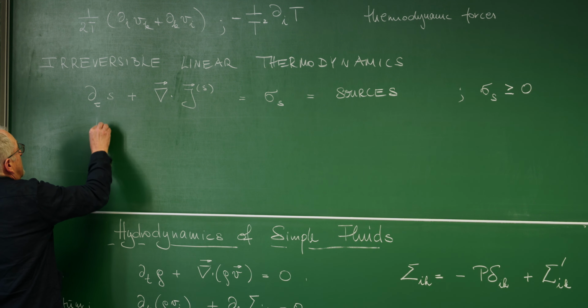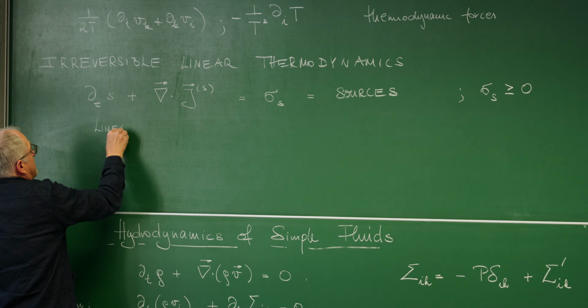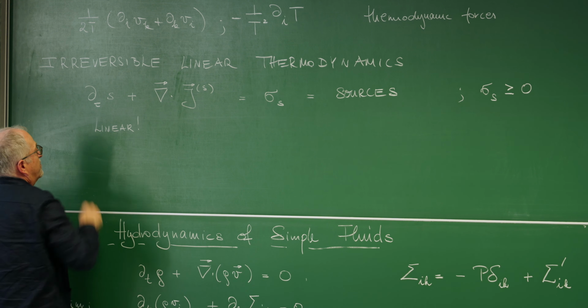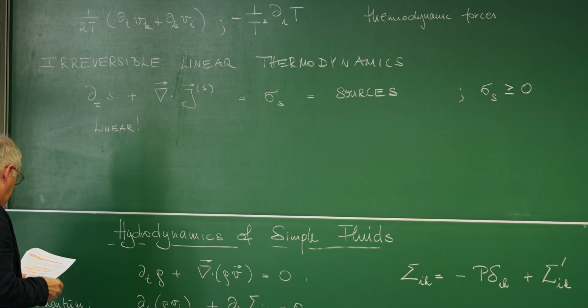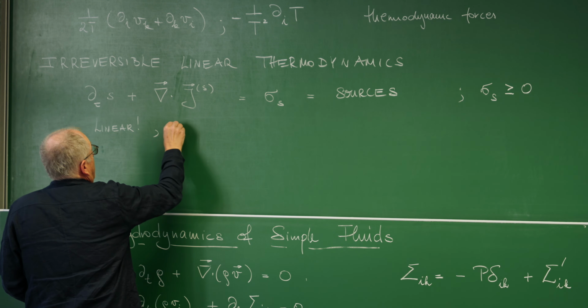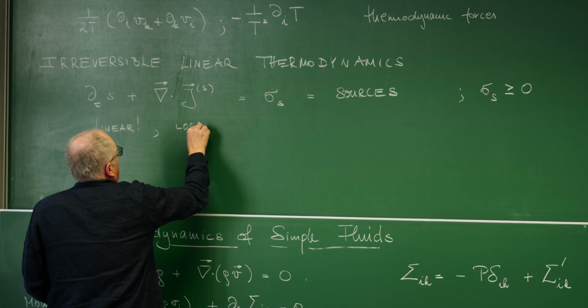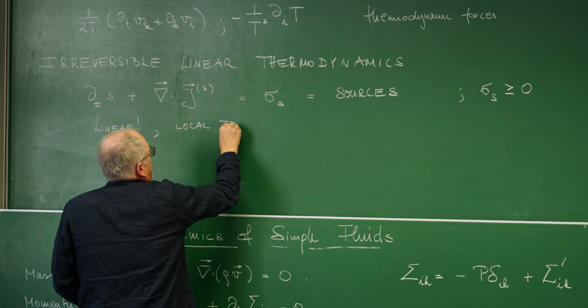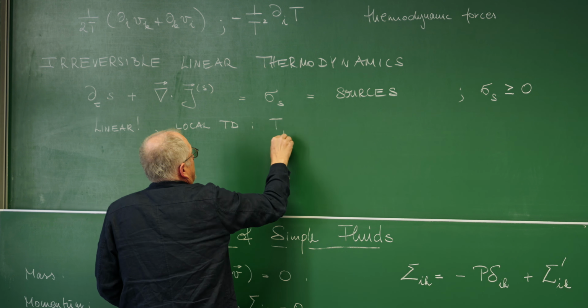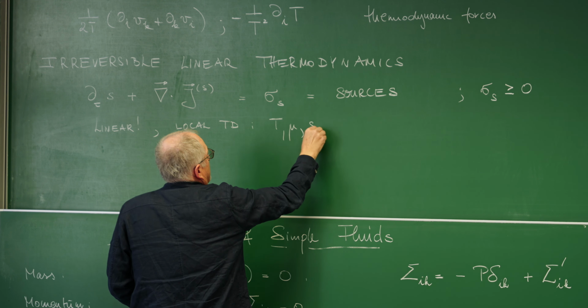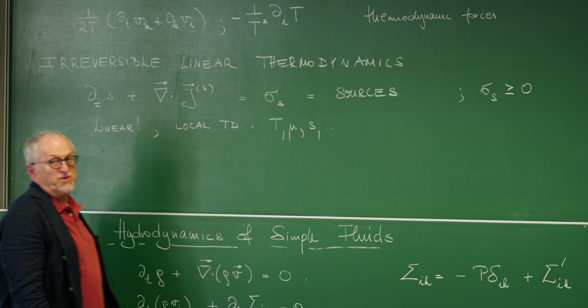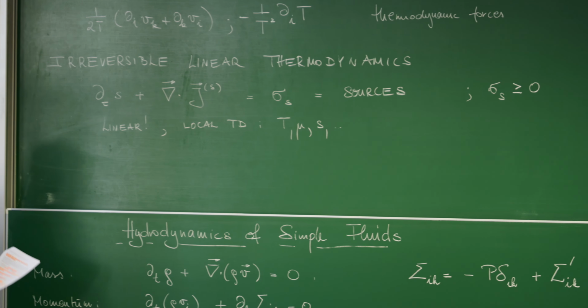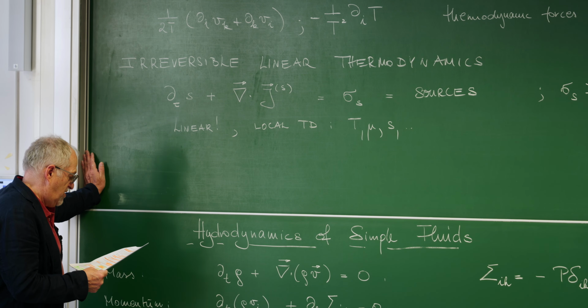We do linear theory. That's another important feature, and you'll see in a second why that's important. And we have local thermodynamics, meaning all these quantities like temperature, chemical potential, entropy, etc., have their local analog.